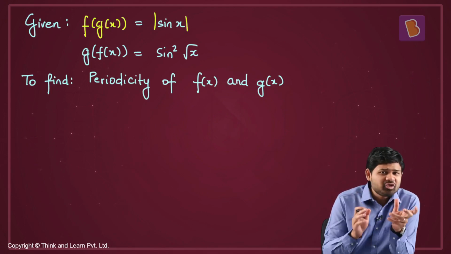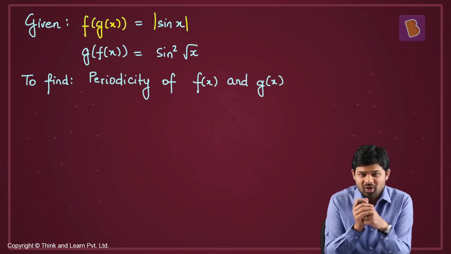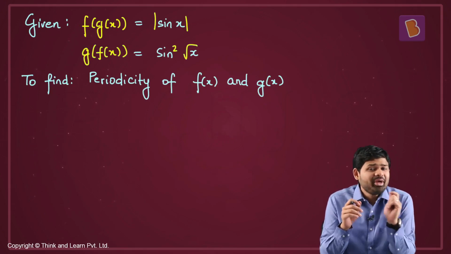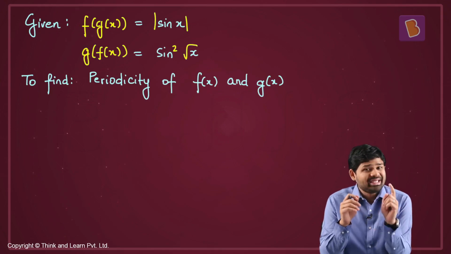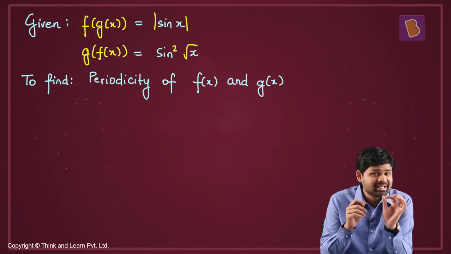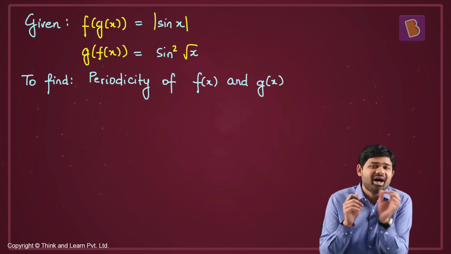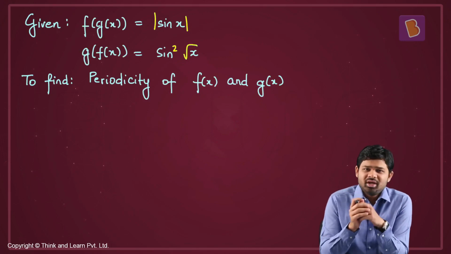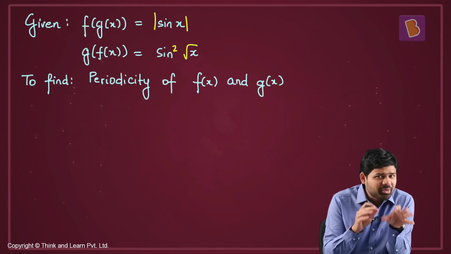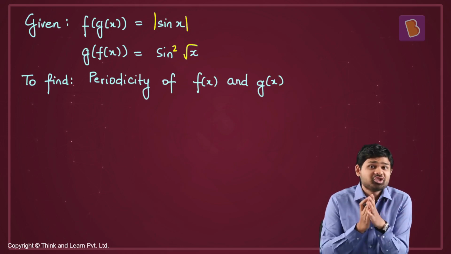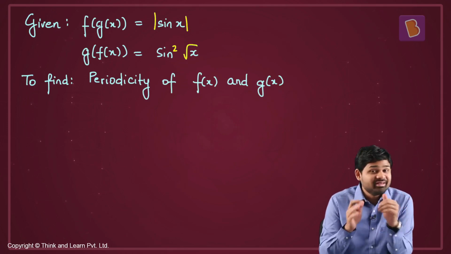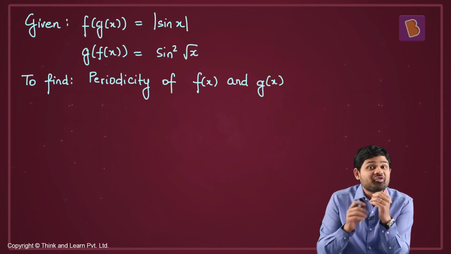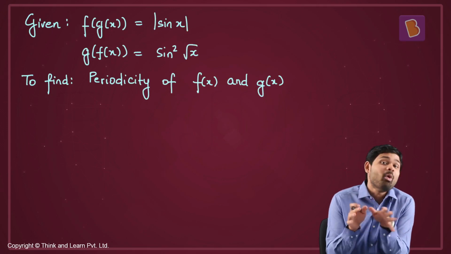What do I see in f of g of x? I see a modulus function. What do I see in g of f of x? I see that the argument of sine square is a root. So I see a square in sine and I see an under root in its argument. There's a modulus, there's a square, there is an under root. Is there some connection between these three functions, the square root function, the square function, and the modulus function? In fact, there is. Because the under root of the square of something is nothing but the modulus of something, right?